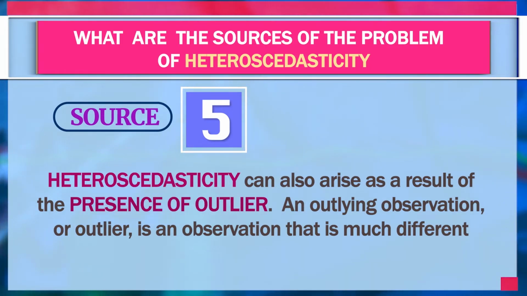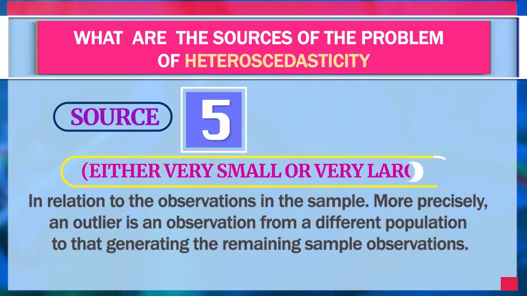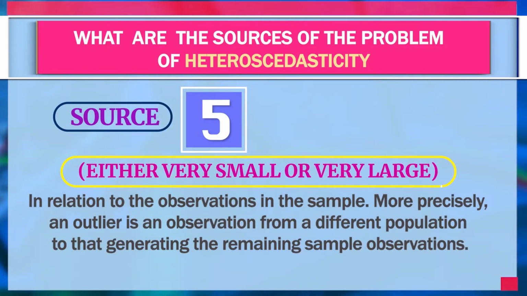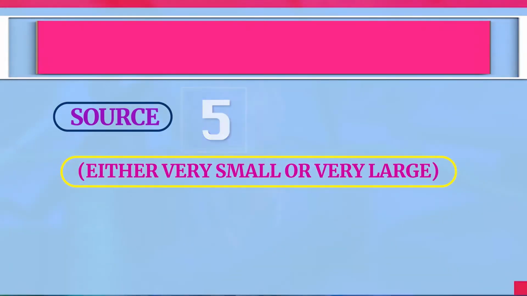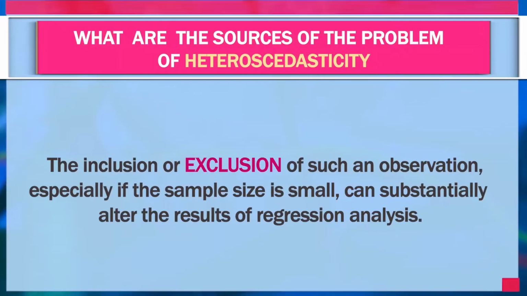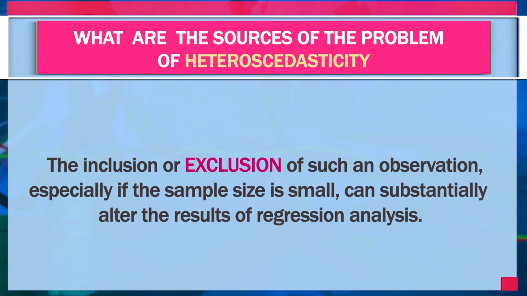Sometimes we collect data and find that one or two observations are either very small compared to the others or very large compared to the others. In this case, the variance will be affected by the presence of these extreme observations, and as a result, outliers will create this type of problem. In most of the software today, the outliers are first identified by graphical plots and then eliminated. Otherwise, if they are kept permanently, then the problem of heteroscedasticity will arise.